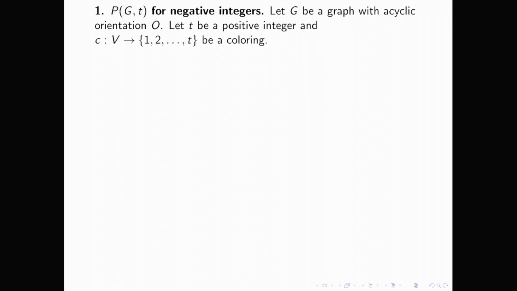But let me do due diligence and show you the full theorems. So we showed you what happens when you plug in minus 1 into the chromatic polynomial. Well, what about plugging in minus 2 or minus 3 or minus 4? You can still say something. So let G be a graph, let O be an acyclic orientation, and now look at a coloring with t colors. Notice I said a coloring, not a proper coloring, just any coloring.